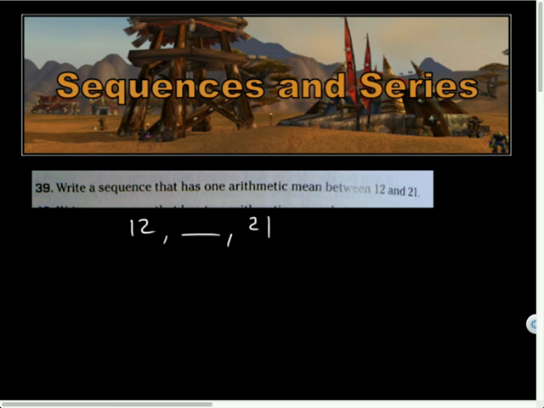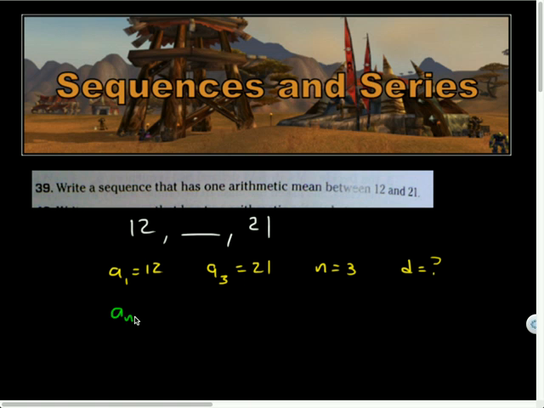But anyways, I want to find an arithmetic mean between these two. So let's label the information we know. I know that my first term is 12. I know that the third term is 21. And I know that n is equal to 3, and I'm looking for d. What was d called again? Do you guys remember? The common difference.